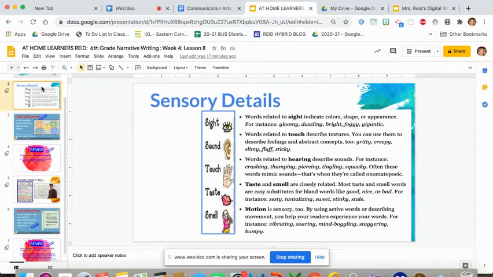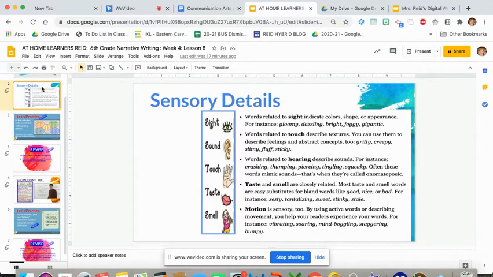It tasted so good. Well, that's not very exciting. And so instead, you might say zesty, tantalizing, sweet, stinky, stale. And those words that are just a little bit more, those are going to be your taste and smell words. And then motion also is sensory. And by using active words to describe movements, you're going to evoke a stronger, vivid image.